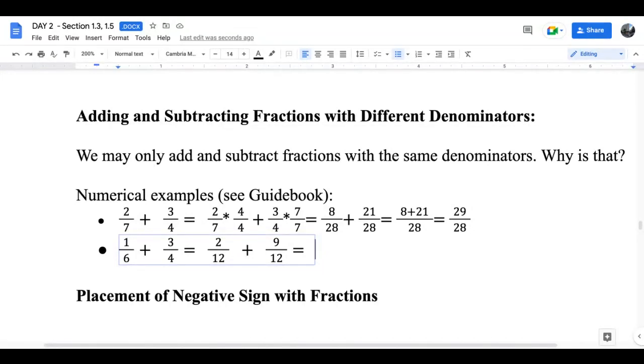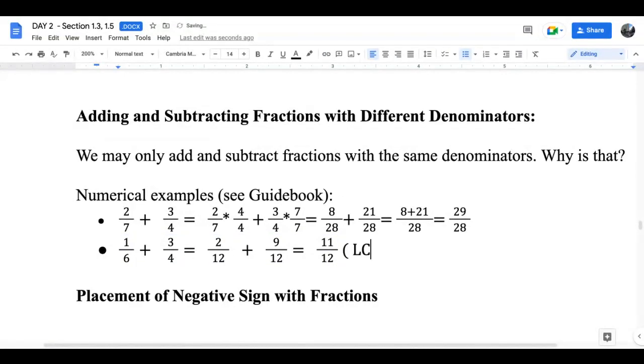If the numbers are small, we don't need to find the least common denominator. That's called the least common denominator. So let me write on the side. So then this one equals what? Right, 2 plus 9, 11. The denominator stays 12. So we call it the least common denominator, or sometimes called the least common multiple, of 6 and 4, equals 12.